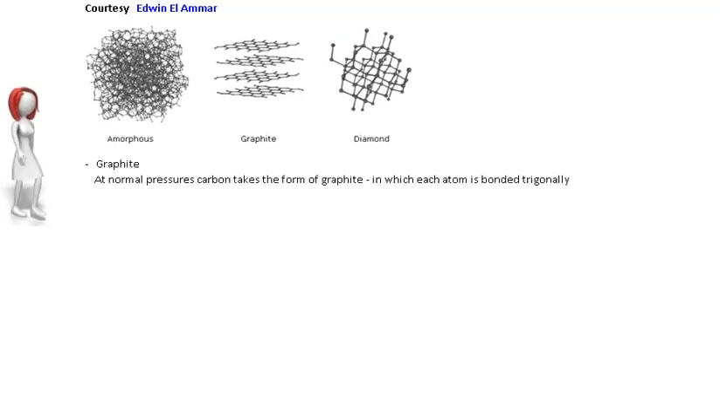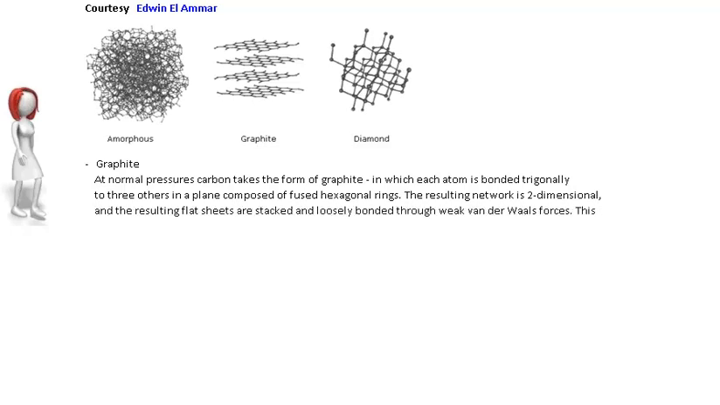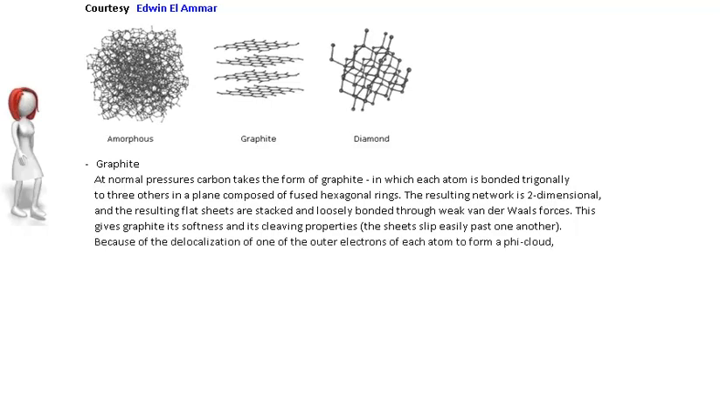Graphite. At normal pressures, carbon takes the form of graphite, in which each atom is bonded trigonally to three others in a plane composed of fused hexagonal rings. The resulting network is two-dimensional, and the resulting flat sheets are stacked and loosely bonded through weak van der Waals forces. This gives graphite its softness and its cleaving properties. The sheets slip easily past one another. Because of the delocalization of one of the outer electrons of each atom to form a pi cloud, graphite conducts electricity, but only in the plane of each covalently bonded sheet.